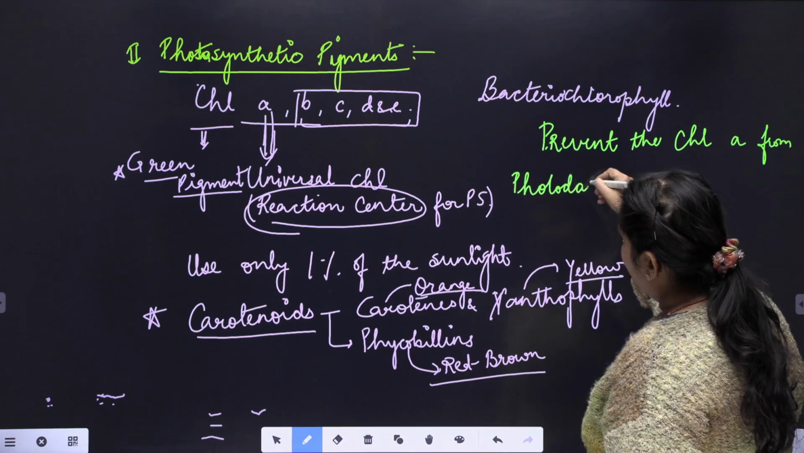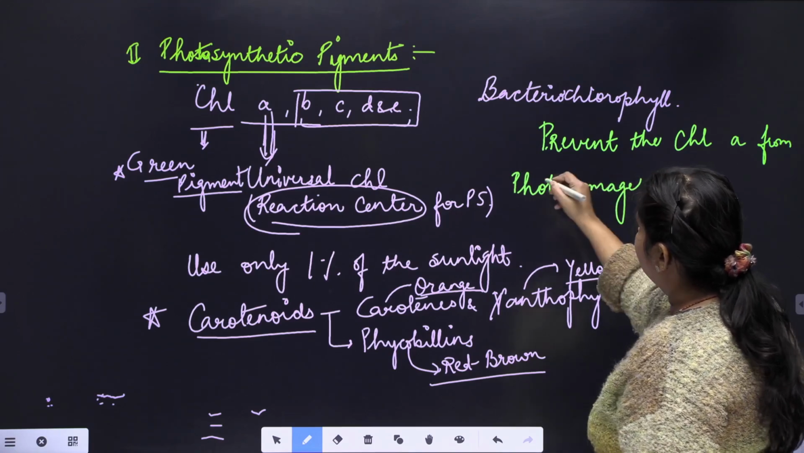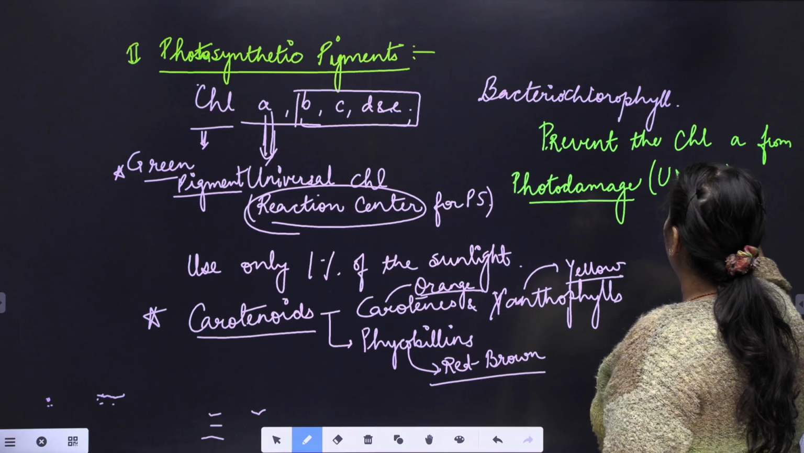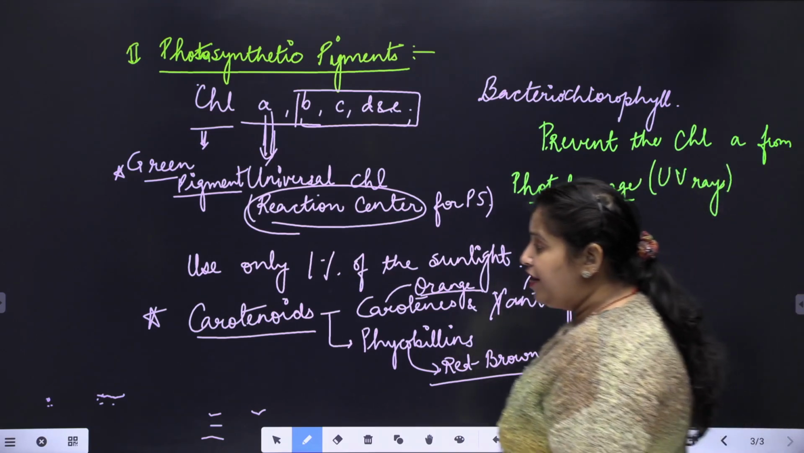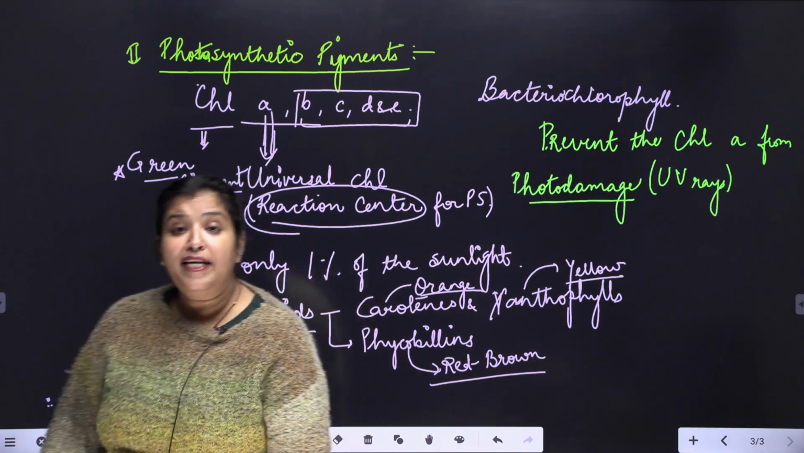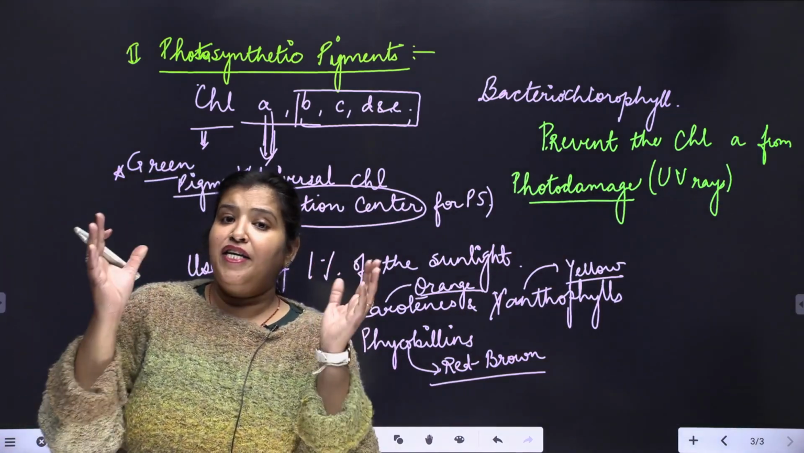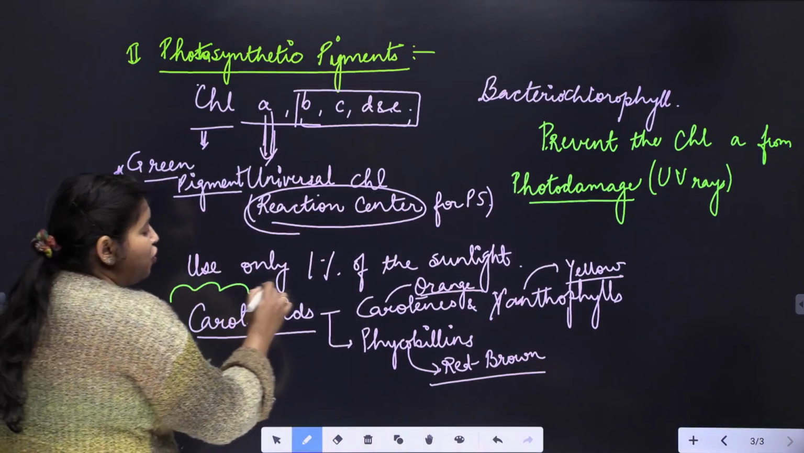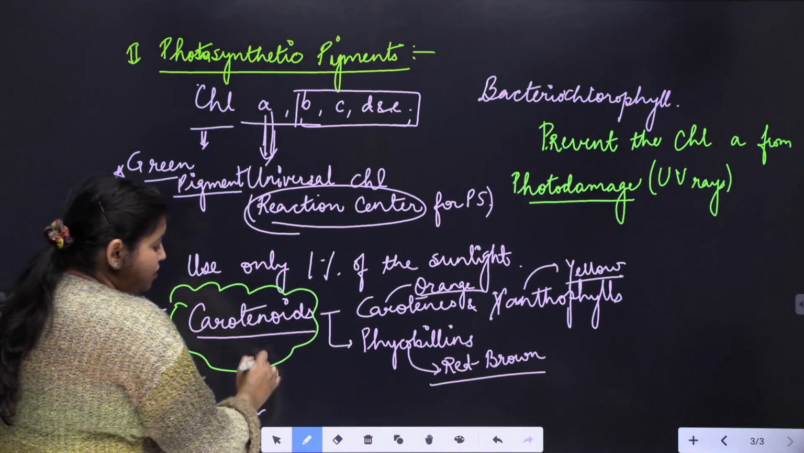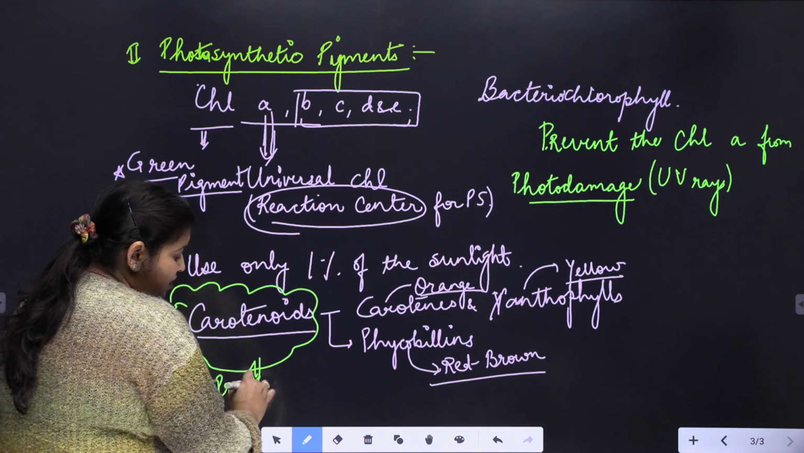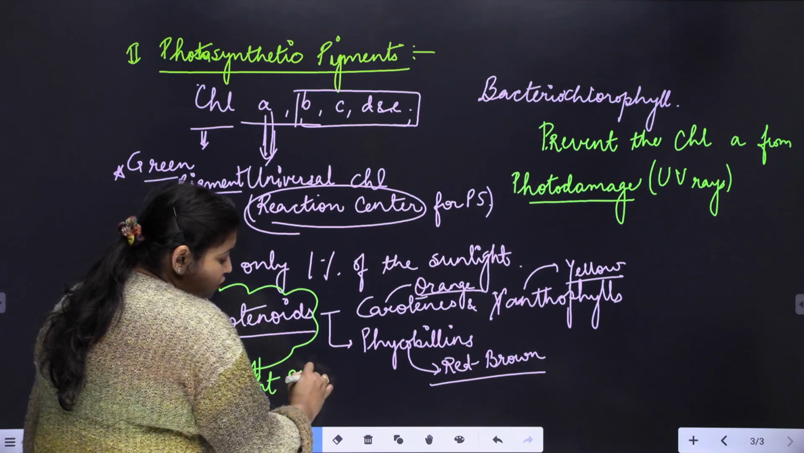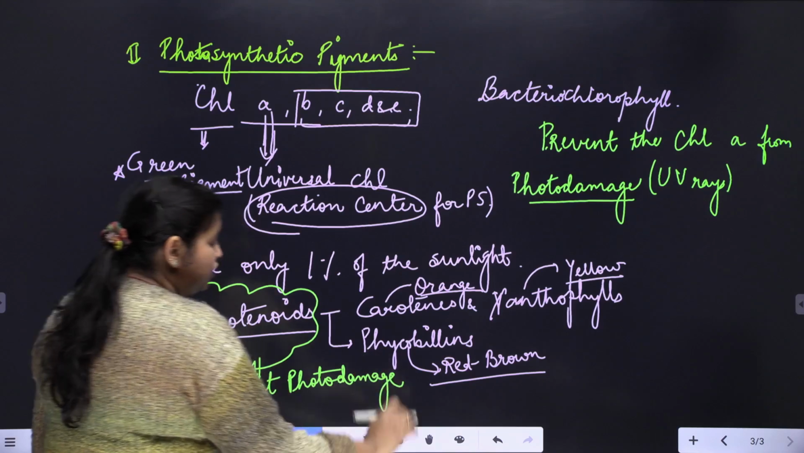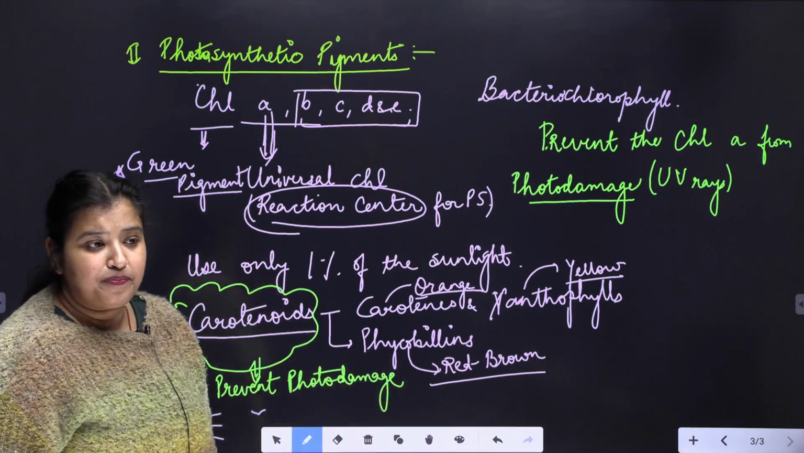Photo damage means they prevent chlorophyll A from the damaging effect of UV rays. The UV rays can damage the reaction center, so for that, additional protection is required, and that is provided by the carotenoids. So carotenoids prevent photo damage. This is also referred to as photooxidation.